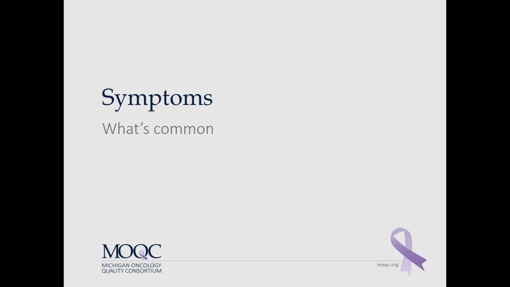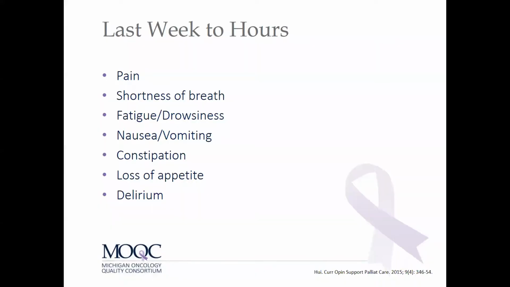And so we know that many symptoms in cancer are going to be present earlier on, and they're likely to get better with treatment or with symptom management, while some present later and tend to get worse regardless of what we're doing for them. So the ones that we'll really focus in on today are pain, shortness of breath, fatigue or drowsiness, nausea and vomiting, constipation, loss of appetite, and delirium. And we know that some of these improve over the last week to hours, and some worsen. Pain and nausea actually tend to improve over that period of time.